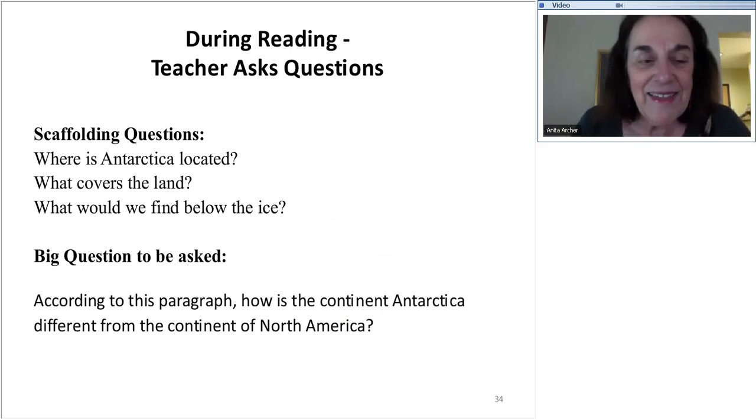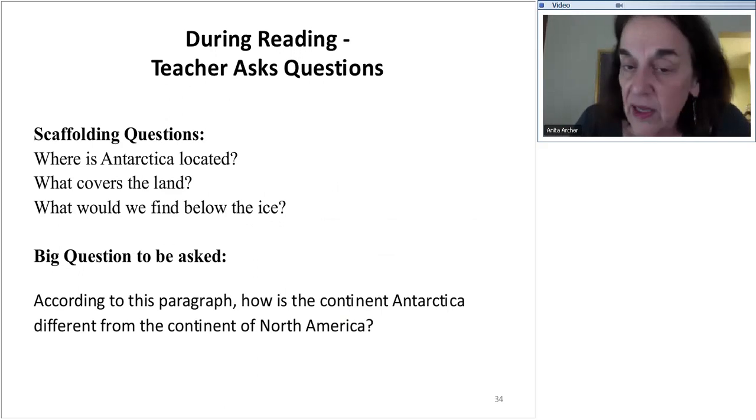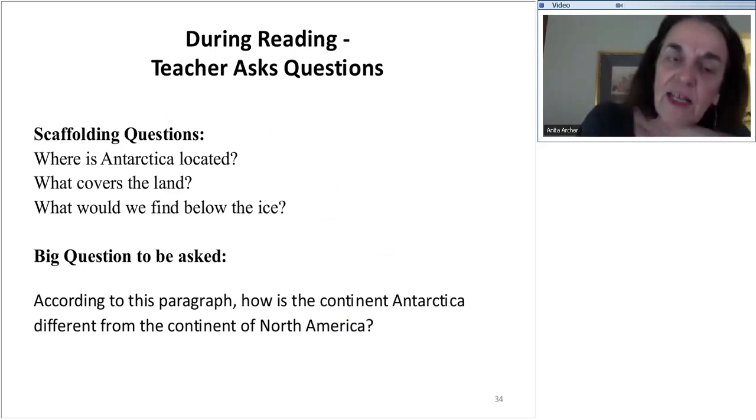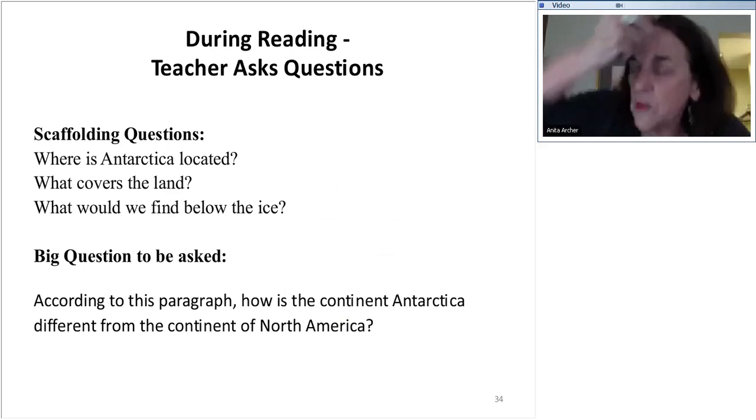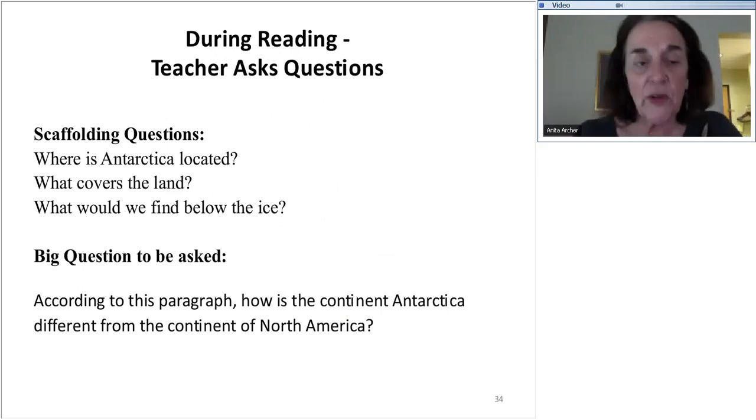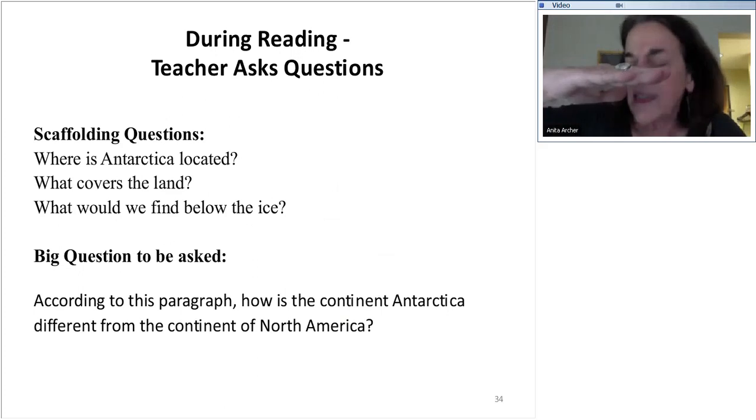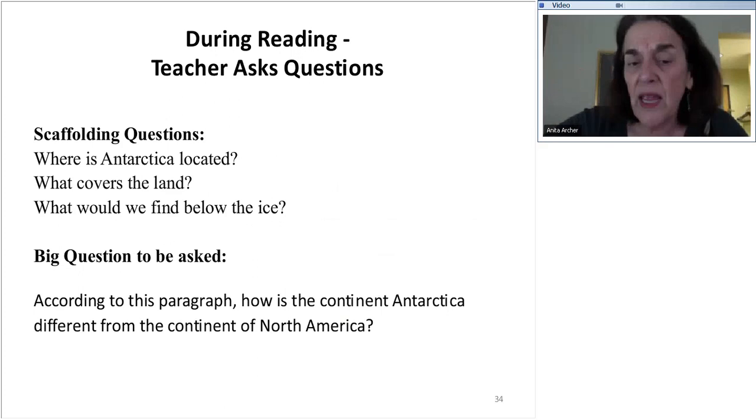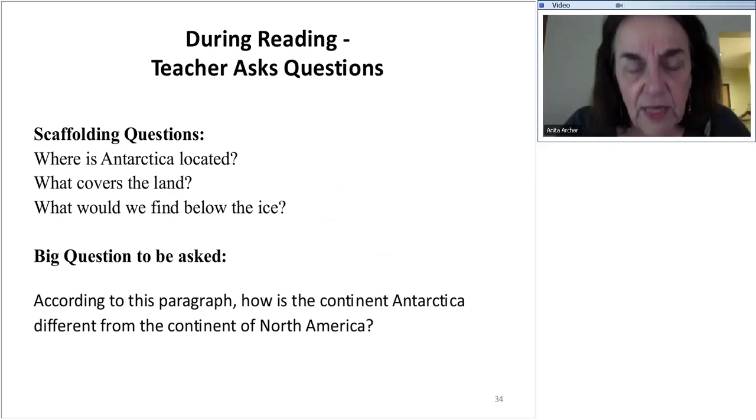If I did that and then asked the question, according to this paragraph, how is the continent Antarctica different from the continent of North America? Now I can use that information. See, when we ask higher order questions, we're assuming that the student is retrieving that information without our guidance. But if the students can't do that, then we scaffold it. We set them up for success. Setting them up for failure is just not the teacher way. So we set them up for success by asking those questions.